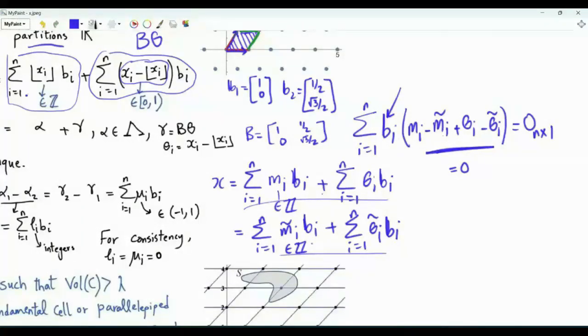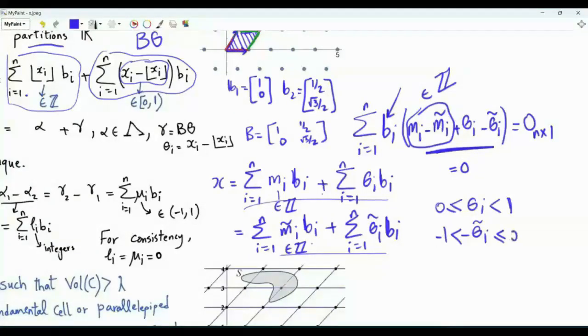Let's examine the coefficient multiplied by bi. Now, this is an integer. The difference between two integers is an integer. Then theta i minus theta i tilde. Now, theta i is greater than or equal to 0, strictly less than 1. Theta i tilde is the same thing. So minus theta i tilde is strictly greater than minus 1 and is less than or equal to 0. Adding these two inequalities, theta i minus theta i tilde is strictly less than 1 and strictly greater than minus 1. So this is a number that lives in the open interval from minus 1 to 1.